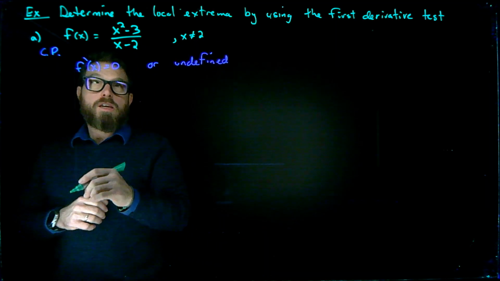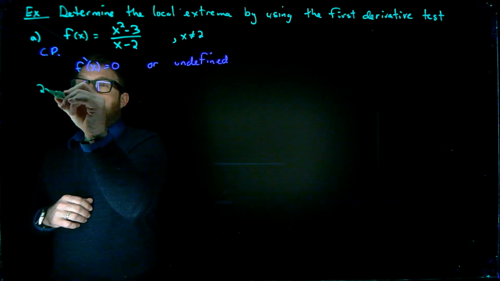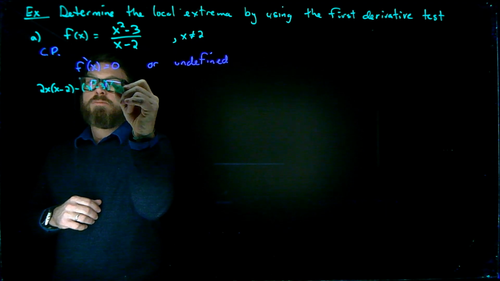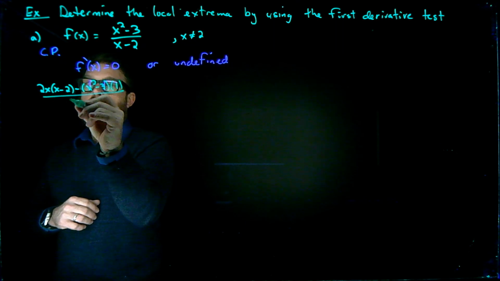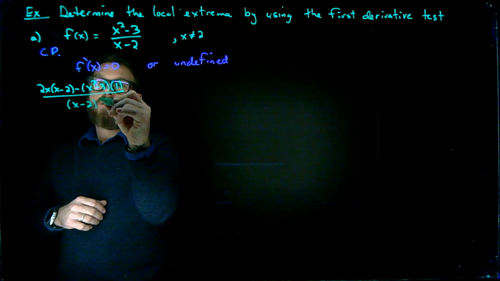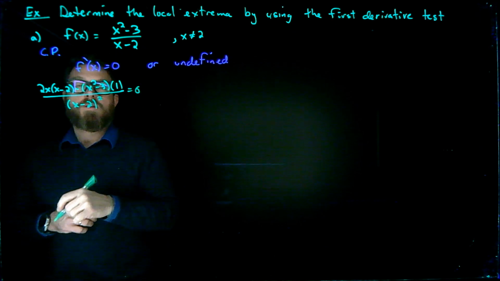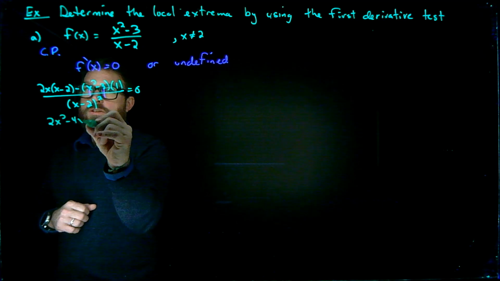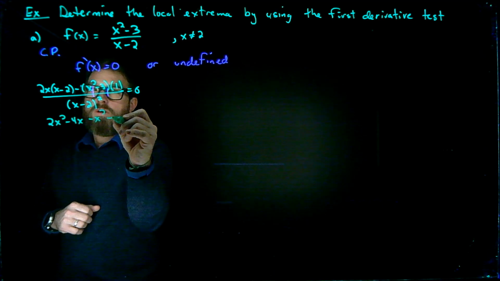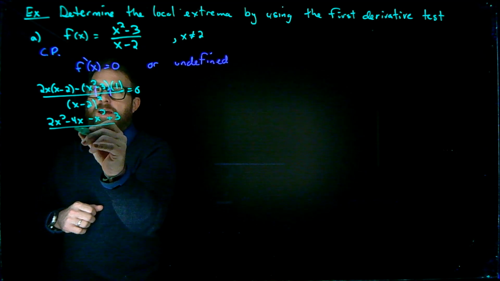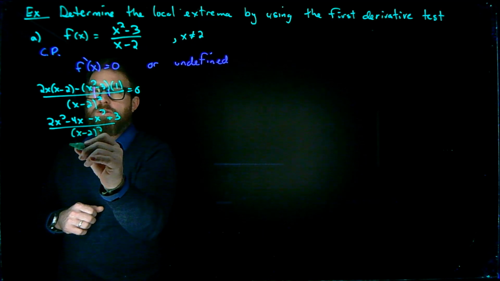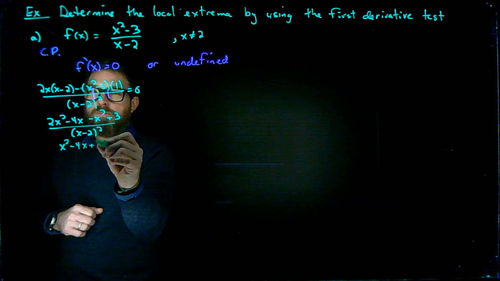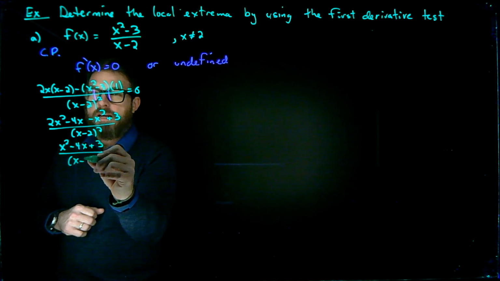Okay, so the derivative. This is a quotient, therefore I have to use the quotient rule. So derivative of the top times the bottom minus the top times the derivative of the bottom, all over the bottom squared. Remember, this has to be equal to 0. Now, simplifying the top, we have 2x squared minus 4x, and then minus x squared plus 3, all over my x minus 2 squared. So 2x squared minus x squared is going to be x squared minus 4x plus 3, and the bottom is going to be x minus 2 squared.